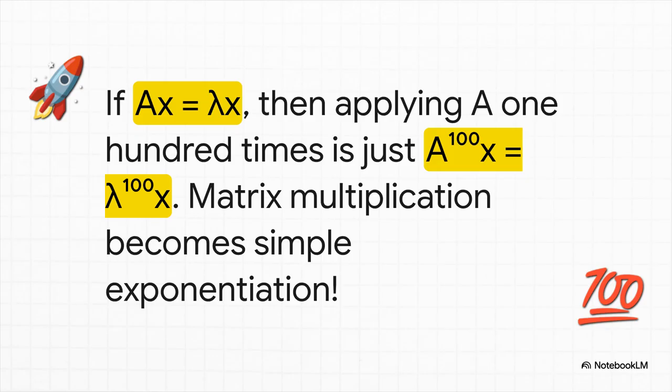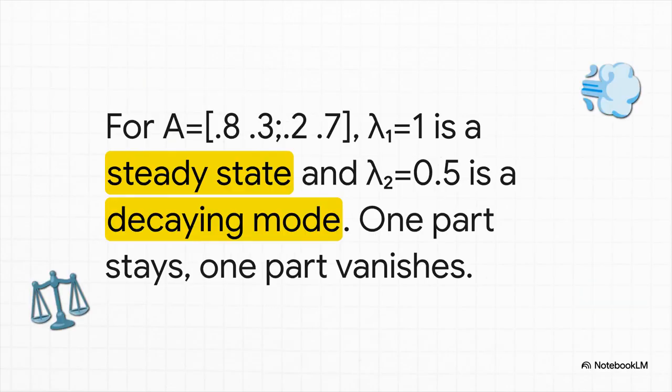If applying the matrix once is the same as just multiplying by lambda, then applying it 100 times is the same as just multiplying by lambda to the power of 100. That horrible, repetitive matrix multiplication just transformed into simple, clean exponentiation. What an incredible shortcut. So let's go back to that very first matrix from our challenge.